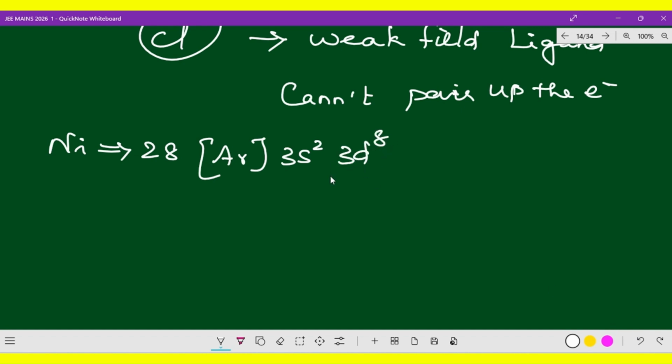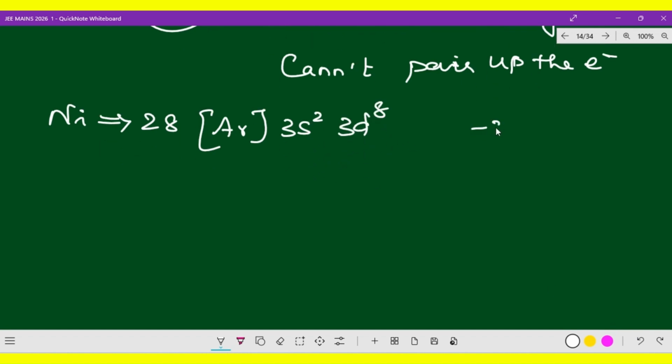3s2, 3d8. That means minus 2, so 2 electrons it has released, leaving 8 electrons on 3d. Can it pair up? No, it cannot pair up. So 3d, here 4s, 4p. That means it cannot pair up.